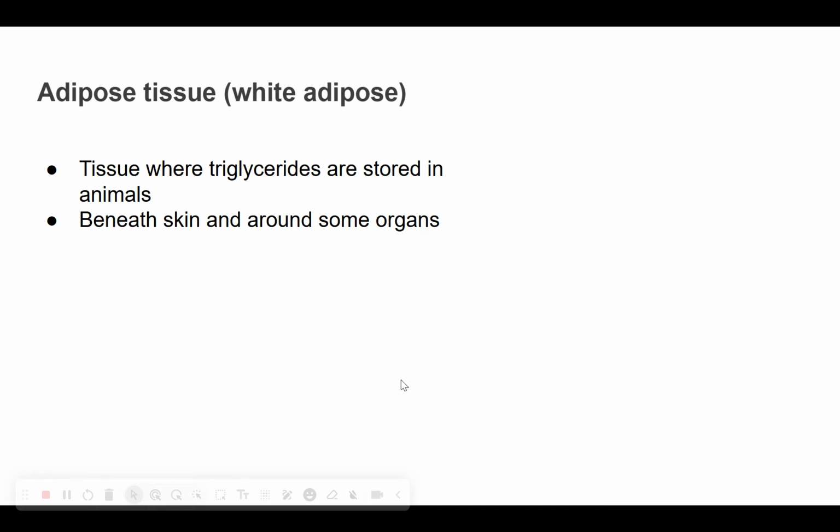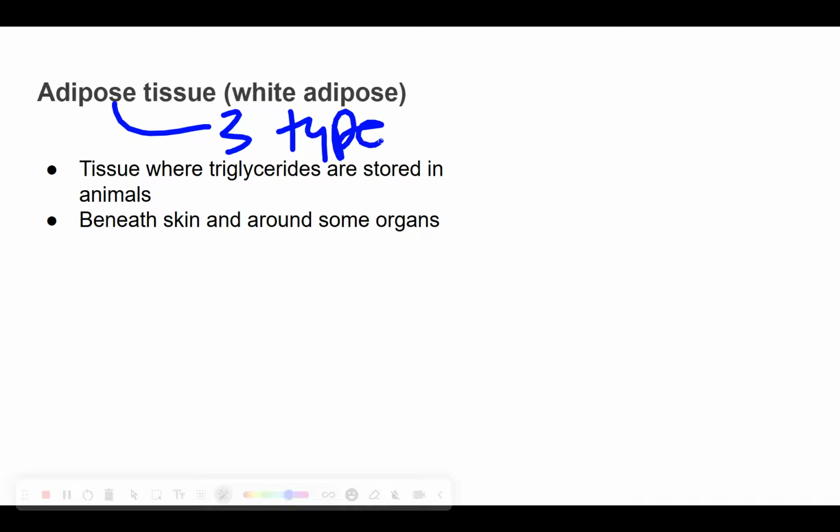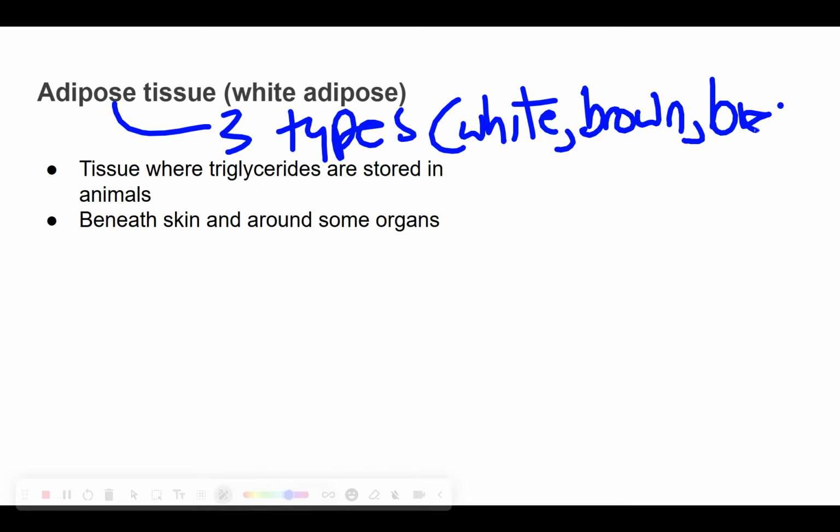And a definition that I think is important: adipose tissue is a fat tissue, where triglycerides are stored in animals beneath the skin and around some organs. There's actually technically 3 types of adipose tissue, which are white, which is what you commonly think of as fat tissue, brown, and beige. So we are talking about the white one here.